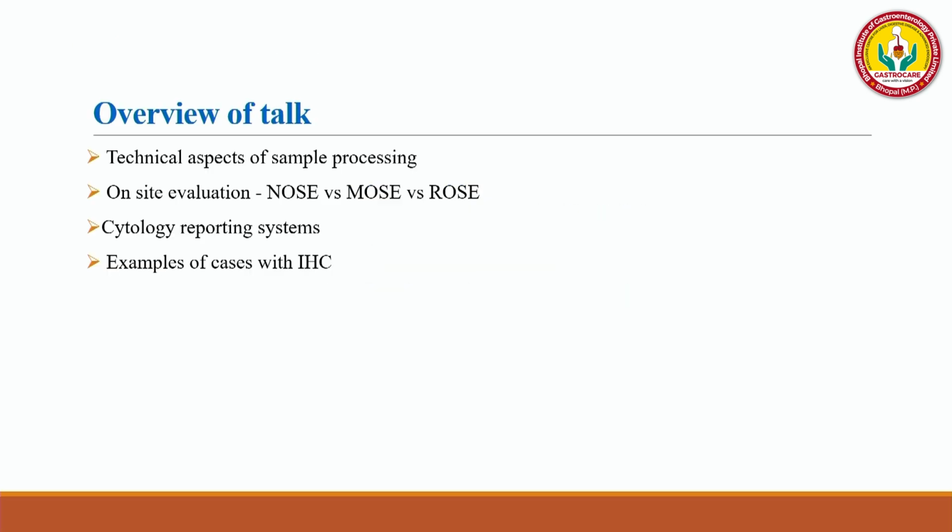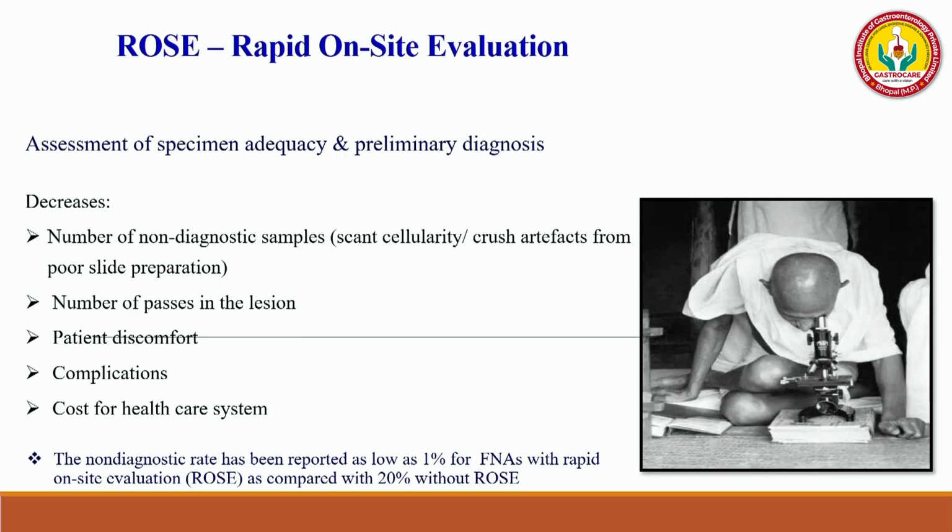So I would like to talk about the pre-analytic variables, which are very important, wherein how you have to retrieve the maximum material of the aspirate, and what are all the tests which you can do based on the diagnosis which you get in the endoscopic suite if you have the benefit of having a pathologist for on-site evaluation.